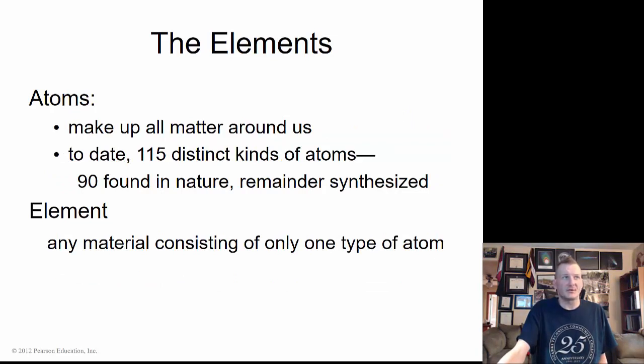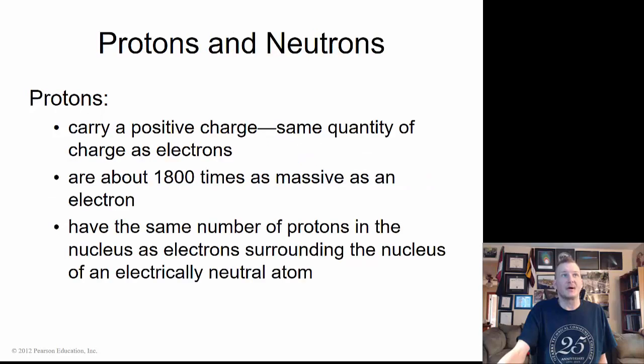To date, there are 115 distinct kinds of atoms, 90 of which are found in nature. The remainder are synthesized in a lab. And so we already mentioned an element is a material consisting of only one type of atom. So what's inside the atom?